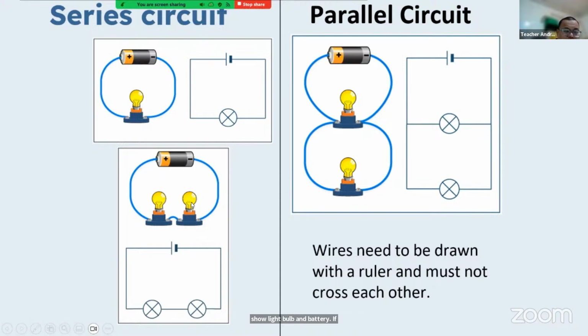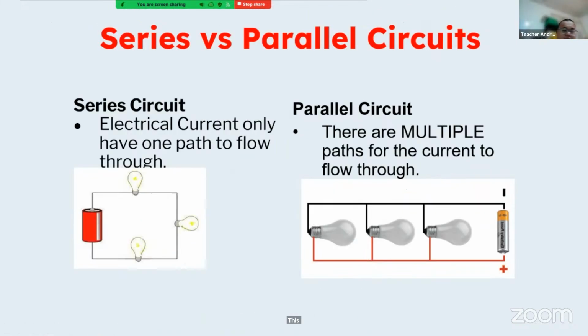If it's one battery, two light bulbs, same theory here. One battery, two light bulbs, use a ruler and draw one straight line. For a parallel circuit like this, you have one battery, the first loop, and another light bulb in the second loop. So in this case, the diagram will draw two rectangles or one rectangle. In the middle, we cut one line across to draw a light bulb. This is called the parallel circuit. So, series and parallel circuit.